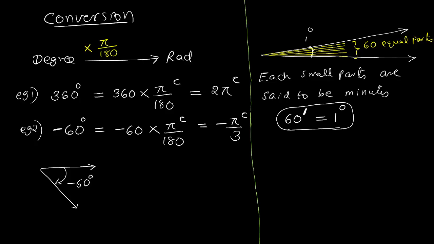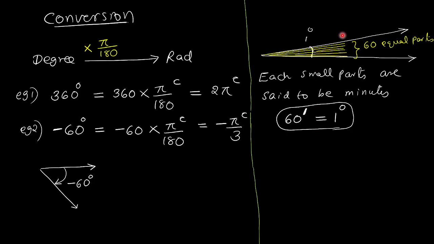So what I have done, I will repeat. Sometimes 1 degree appears to be a very large unit. We need extremely smaller units. So 1 degree is divided into 60 equal parts. Each of the smaller angles is 1/60th of the degree, and is said to be a minute. So the 60 minutes form 1 degree.